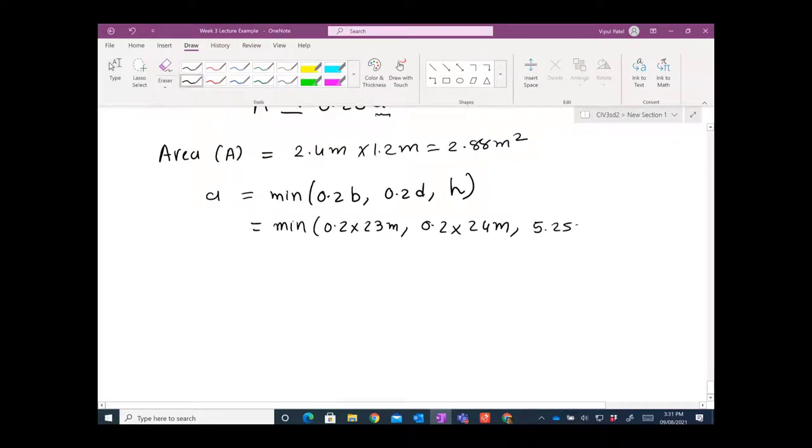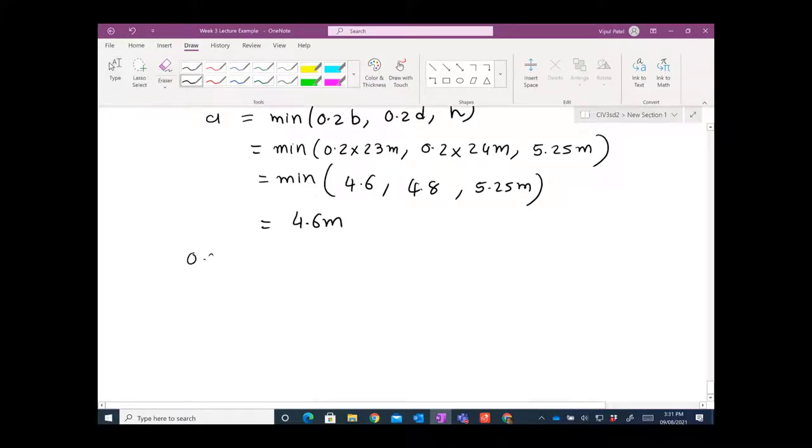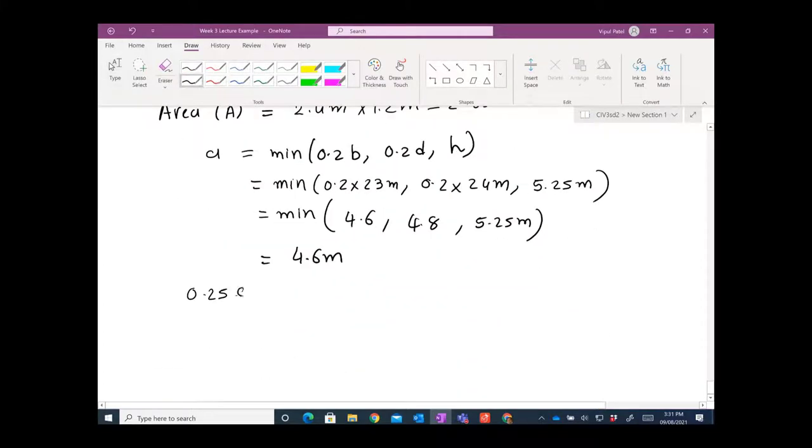Let's simplify that. 0.2 times 23, you get 4.6. 0.2 times 24, you get 4.8 meters, and this is 5.25 meters. So you get 4.6 meters as small a. Now 0.25 A squared is what we need to find. So 0.25 times 4.6 meters squared: 4.6 squared times 0.25, you get 5.29.